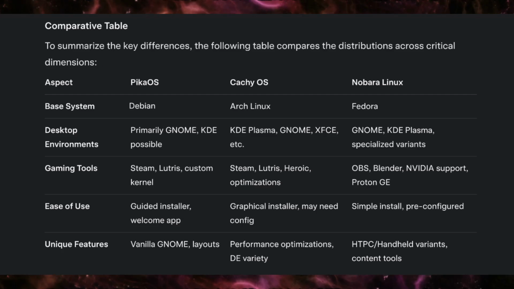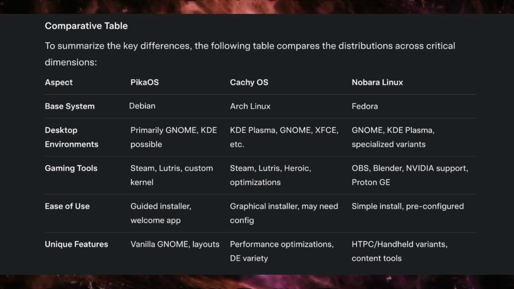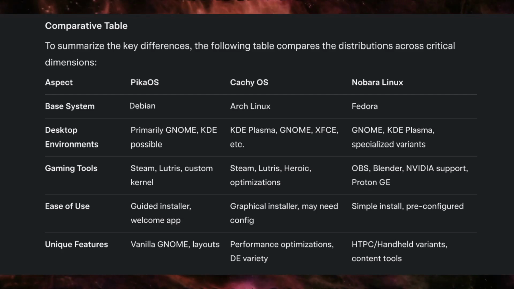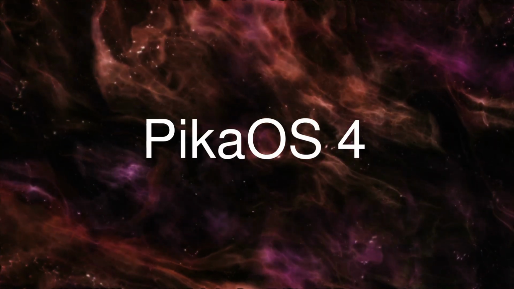Each is built on a different base. For example, PikaOS is Debian-based, specifically Debian SID, KashiOS builds on Arch, and Nobara comes from Fedora. So yeah, it's one of those pick-your-poison situations. Right now, I'm using PikaOS 4, so let's start there.